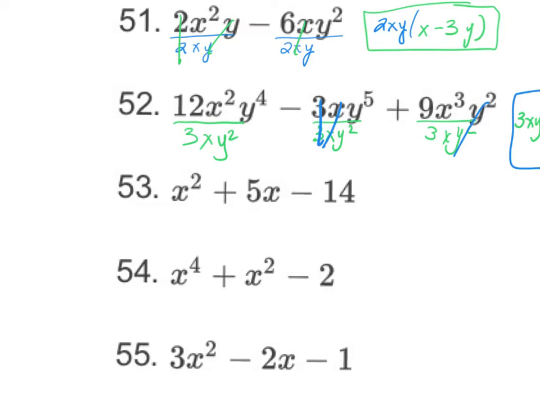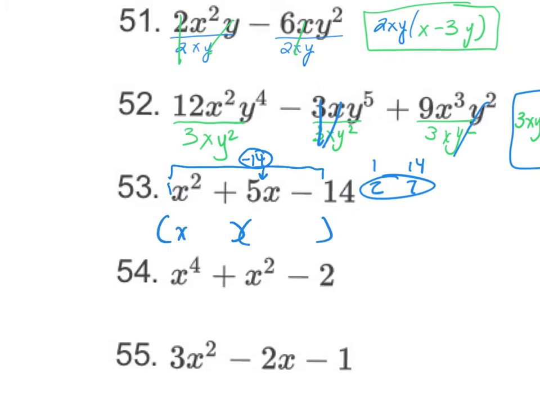So now I say, all right, a times c, 1 times negative 14. What are the factors of negative 14 that multiply to give me negative 14 and add to give me 5? So I have 1 and 14, 2 and 7. Well, 2 and 7 will be my combo. So I have x and x. I want a positive 5, so I want plus 7 and minus 2. And there you're factored. If you want to check, you can FOIL that back out, and you should get your original answer.